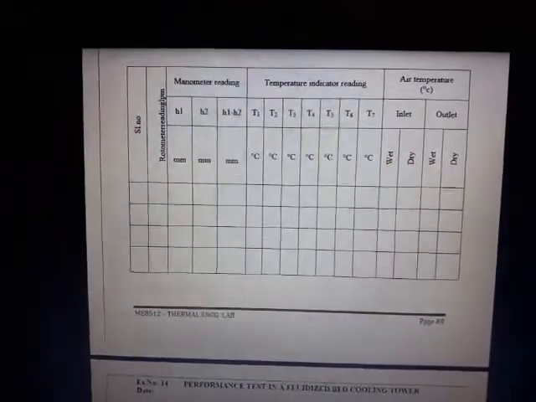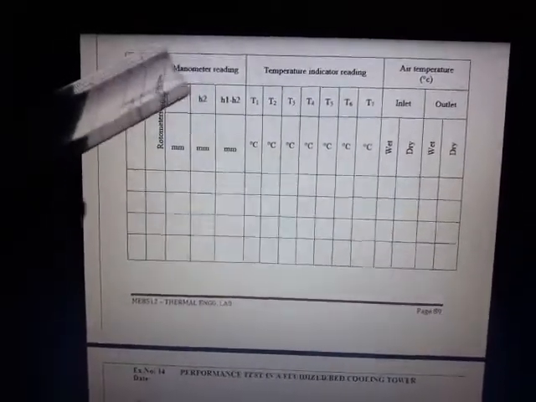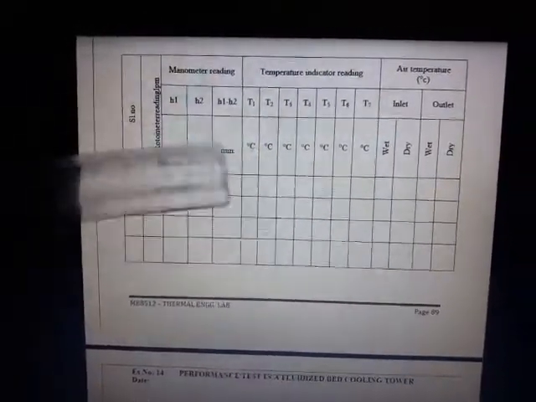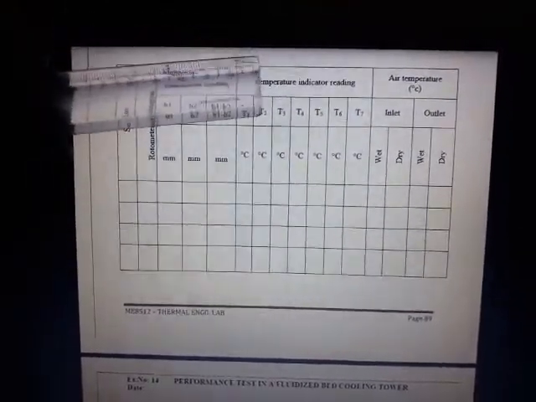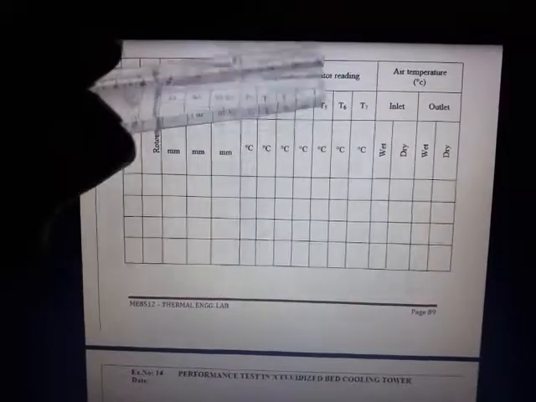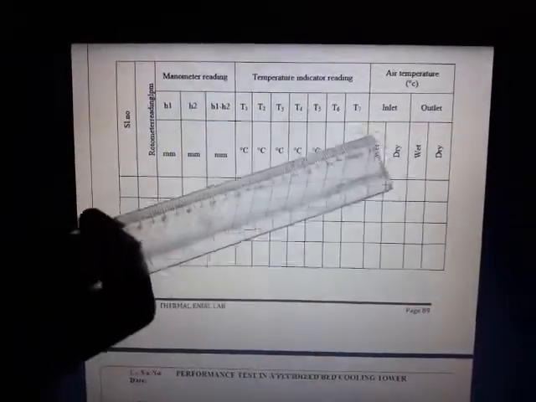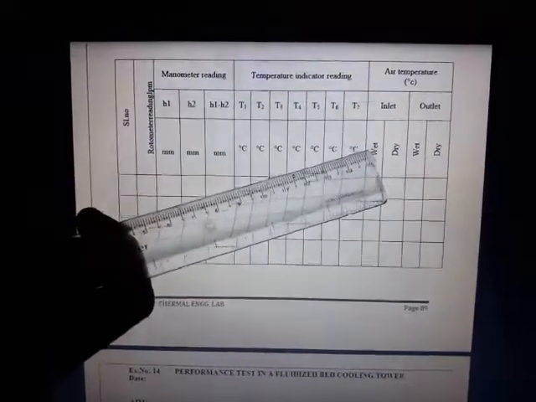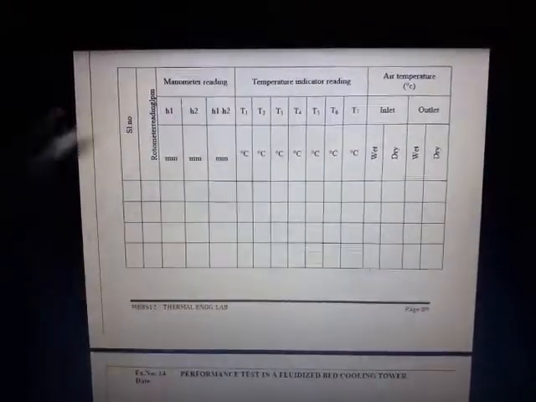for the given experiment. So rotameter reading, that is LPM. Next H1, H2 manometric reading differences. Next the temperature indicator readings along the cooling tower: T1, T2, T3, T4, then T5, then T6, then the last one, T7. Next, air temperature at inlet condition, both wet bulb temperature and dry bulb temperature. Similarly for outlet condition, wet bulb temperature, then dry bulb temperature.